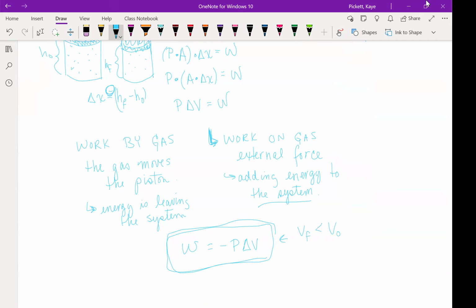You will see textbooks that talk about the work done by the gas. And if you move into other areas of science, especially engineering, this sign change may be different. The physics isn't different. It's how we are viewing the world. It's a relative situation. So for the purposes of this class, we are talking about work being done on the gas, and we will say that the work is negative P delta V.